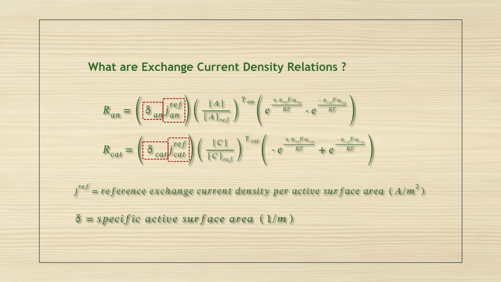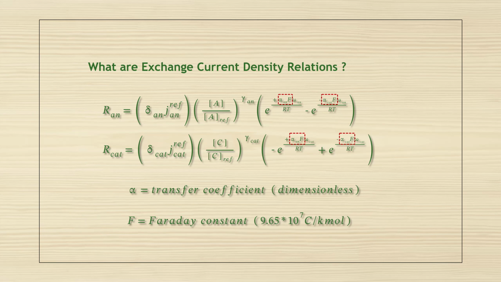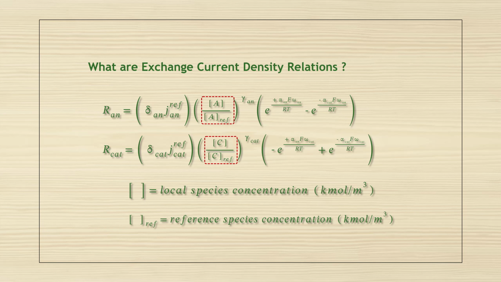where J ref is the reference exchange current density per the active surface area, and delta is the specific active surface area. Alpha is the transfer coefficient, and F is the Faraday constant. Bracket and bracket ref are equivalent to the local concentration of the desired species and the concentration of the desired species at the reference state, respectively.